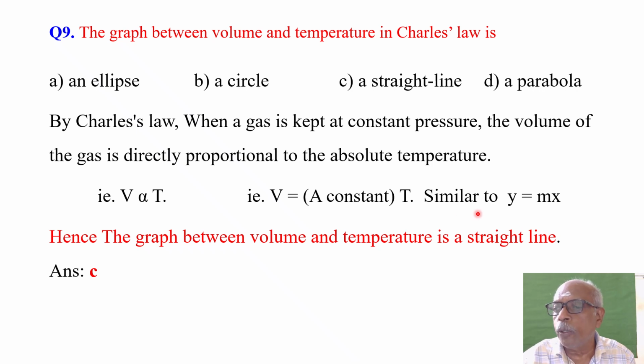This is similar to y is equal to mx, y is equal to mx plus c, where c is 0. What is this? It is an equation of a straight line. Hence, the graph between volume and temperature is a straight line. Okay, that's all. So option C is the right answer.